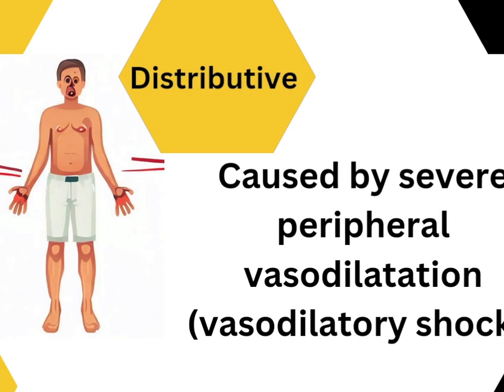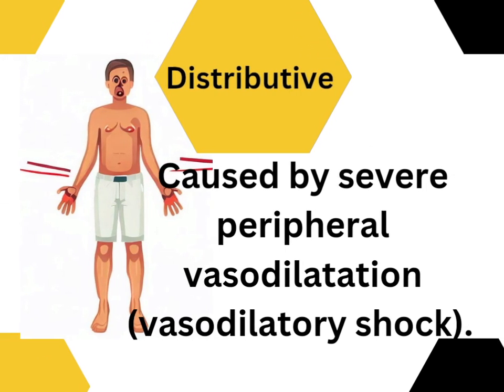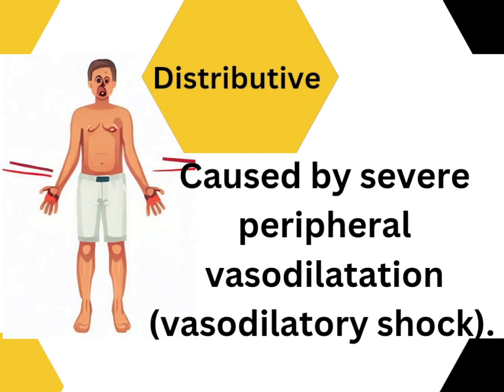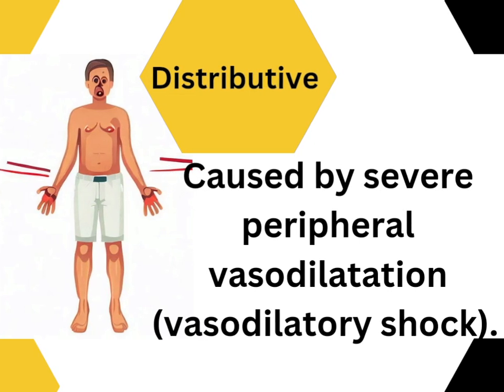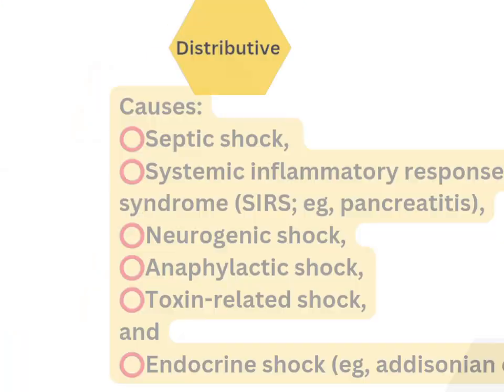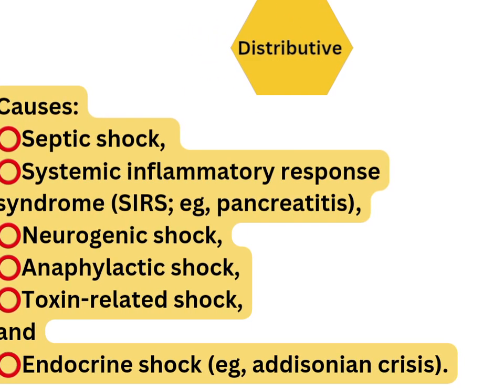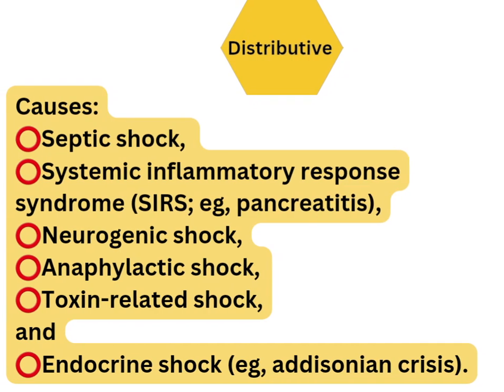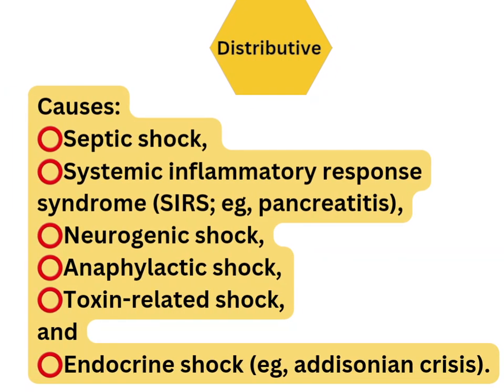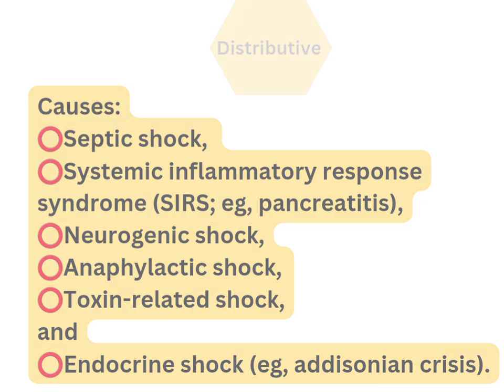Distributive shock, or vasodilatory shock. This type of shock is characterized by severe peripheral vasodilation, leading to a decrease in systemic vascular resistance. Distributive shock can be caused by various conditions, including septic shock, systemic inflammatory response syndrome, SIRS, such as pancreatitis, neurogenic shock, anaphylactic shock, toxin-related shock, and endocrine shock like Addisonian crisis.